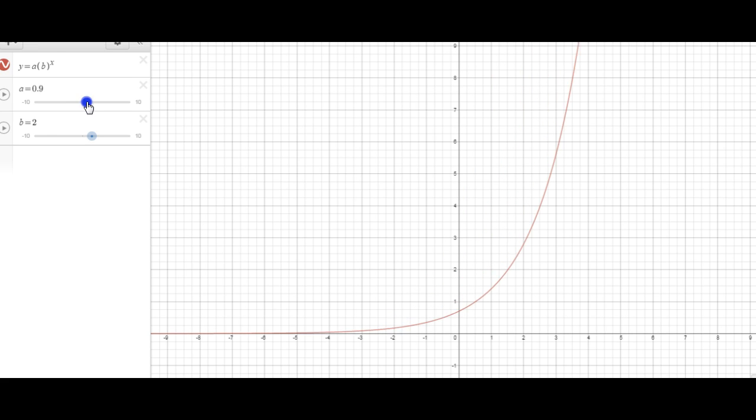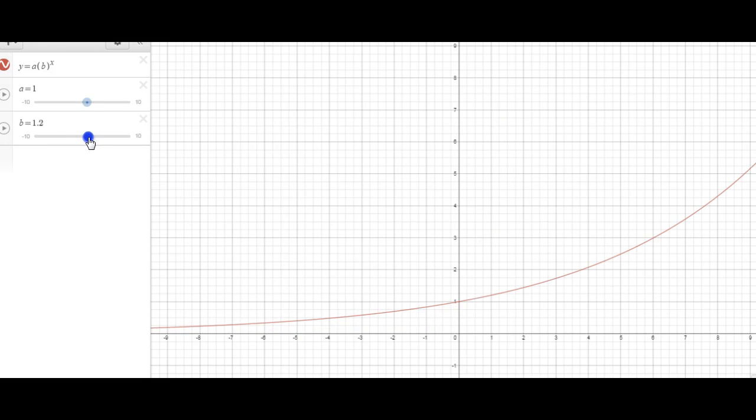1, 1, 1, 1. There. And what happens when I move the b value? So now we know it's getting steeper, right? We know that because we looked at that the other day. Now the y-intercept is still at 1, right? It doesn't matter whether this is 5 to the power 1. So right now it's 6.1. So when x is 1, it's going to be a little bit over 6.